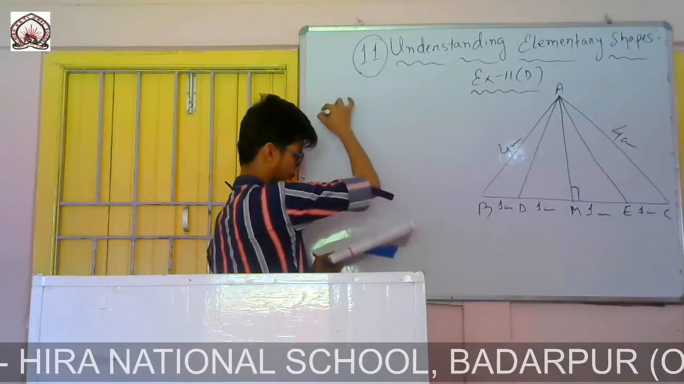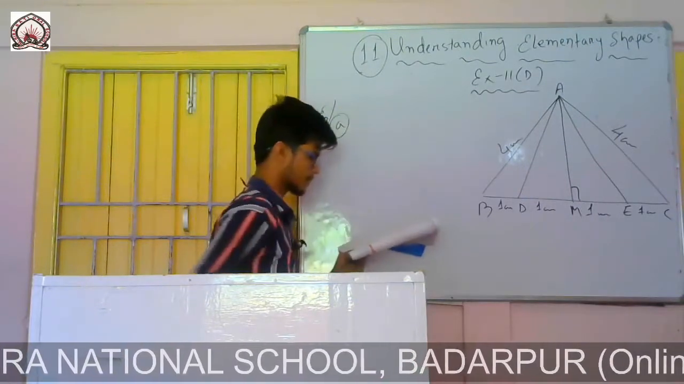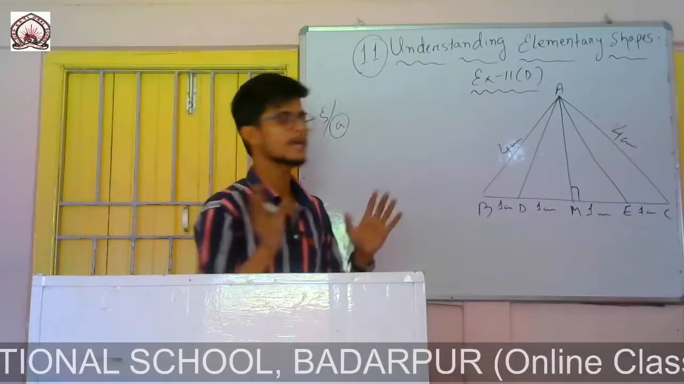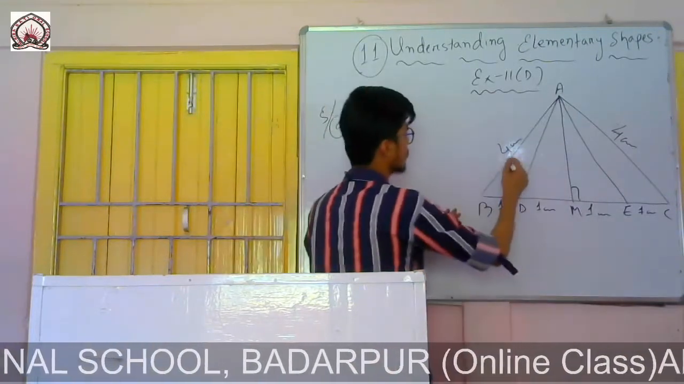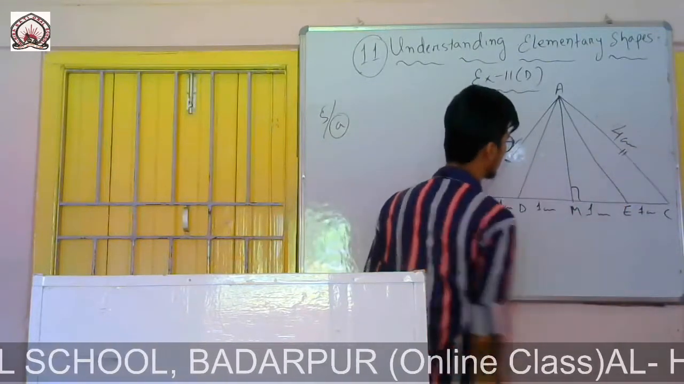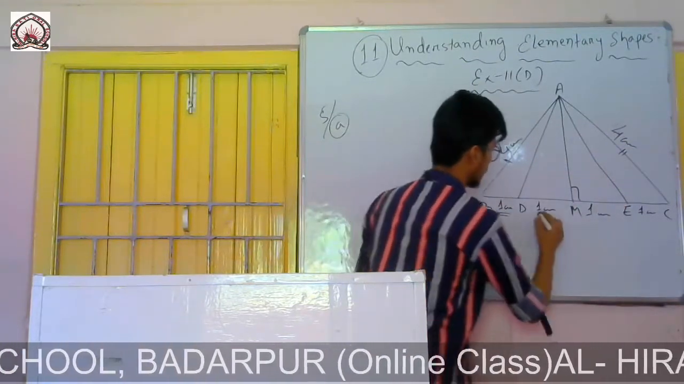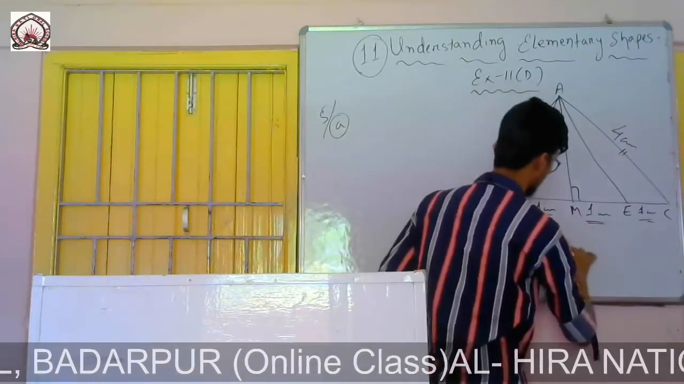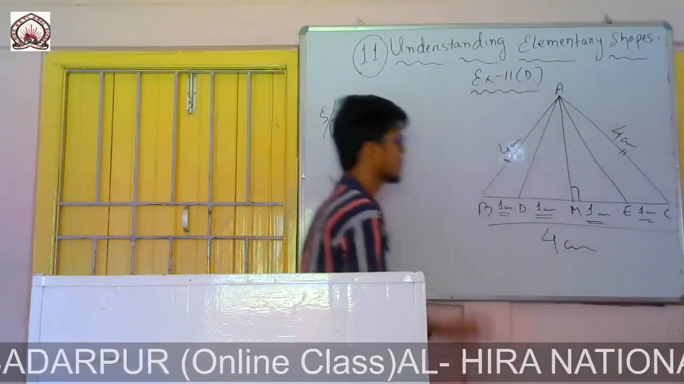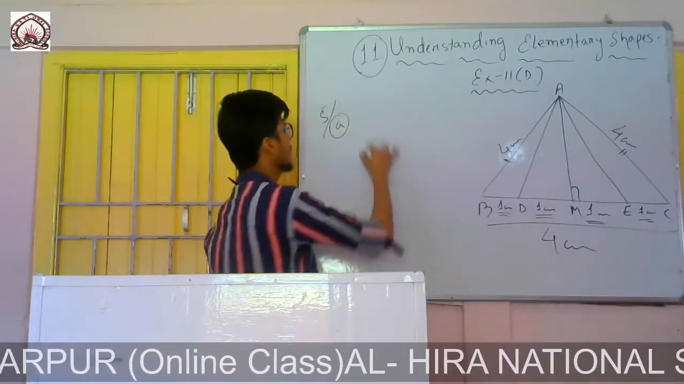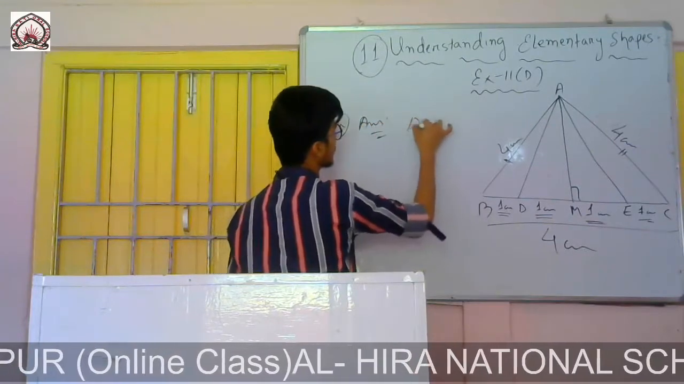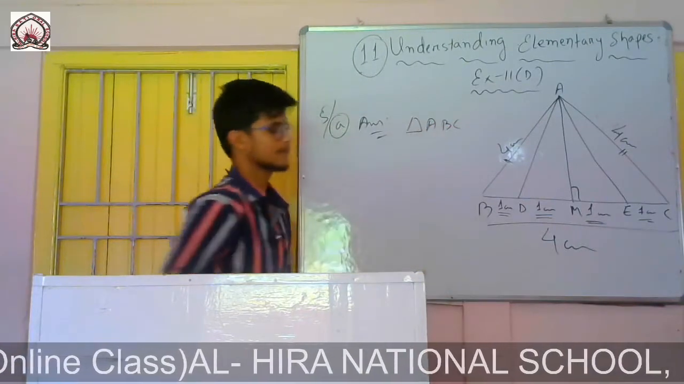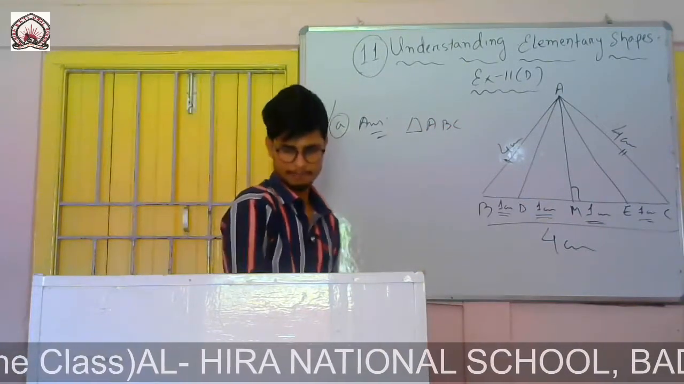Now question number 5, part A: name the equilateral triangle. Equilateral triangle means all the three sides should be equal. You see this side AB is 4 centimeter, AC also 4 centimeter, and this side is 1 centimeter, 1 centimeter, 1 plus 1 is 2, 2 plus 1 is 3, 3 plus 1 is 4 centimeter. So this whole side is equal to 4 centimeter. That means ABC is an equilateral triangle. So the answer will be triangle ABC, with the triangle sign. This is an equilateral triangle.